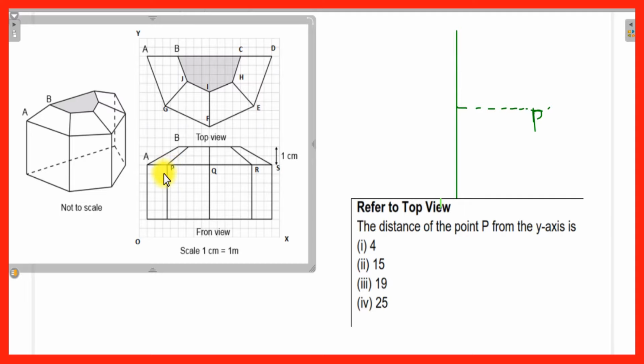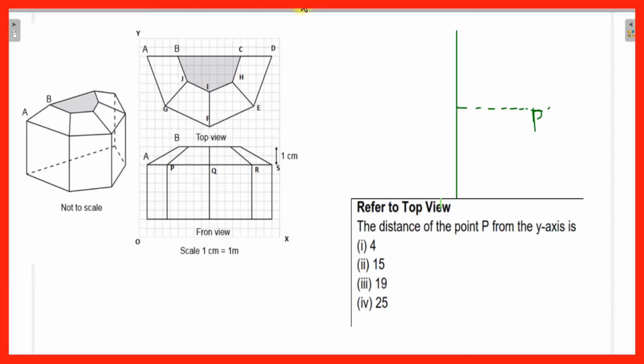And even if you take this P point, then it doesn't tally with the answer given by the board. The board has given option A as the correct option, but here it cannot be 4, it is 3.5. So the question itself is wrong, and we will move to the next question.